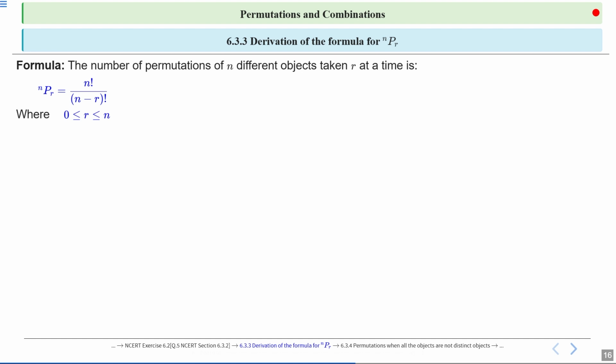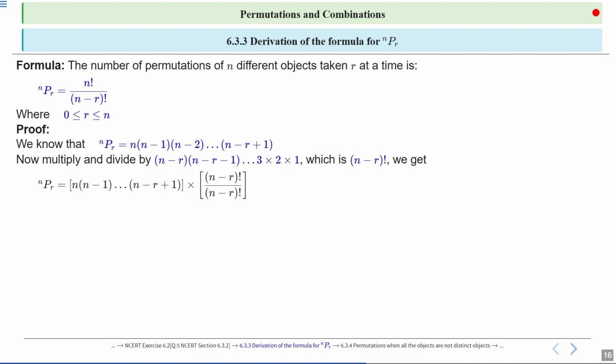So let's prove it. Now we move towards the proof, and we will try to understand how this formula comes. So we know that nPr is equal to n times n minus 1 times n minus 2 times dot dot dot n minus r plus 1. Look at this pattern carefully. This is a sequence that is used to arrange objects. So already we know this formula for nPr.